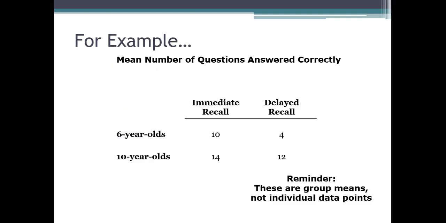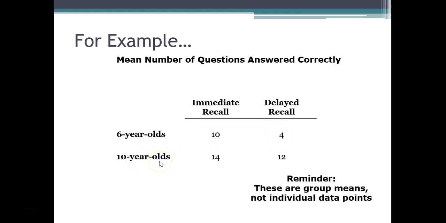Okay, so here we have our data set up in a table like this, where we have our 2 independent variables or factors along the edges of the table. So we have age, 6 and 10-year-olds, and test recall, immediate or delayed. And these are means in here, so they're not individual scores. Imagine you had 20 children who were 6-year-olds who took the immediate recall test, and their average score on the test was a 10. And then we had 20 6-year-olds who took the delayed recall test, and their average score was a 4, their mean.